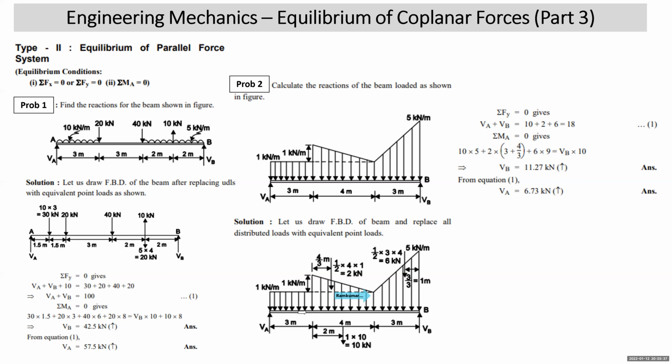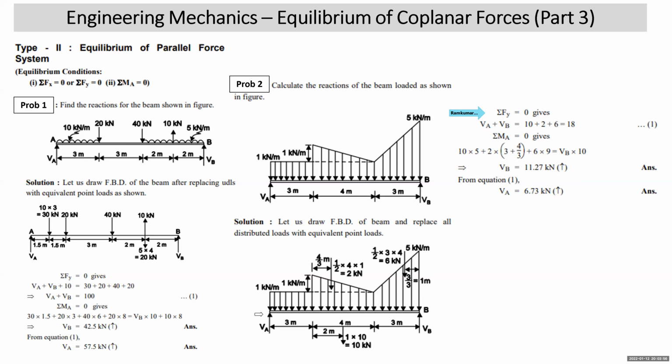Again, it becomes an example of a parallel force system. We'll apply the first equilibrium condition. Again, all forces are parallel to the y-axis, so we'll write sigma Fy is equal to 0. Upward is equal to downward. What are the upward forces? VA and VB. What are the downward forces? 10 plus 2 plus 6. So it becomes 18. Then we take moment about A.